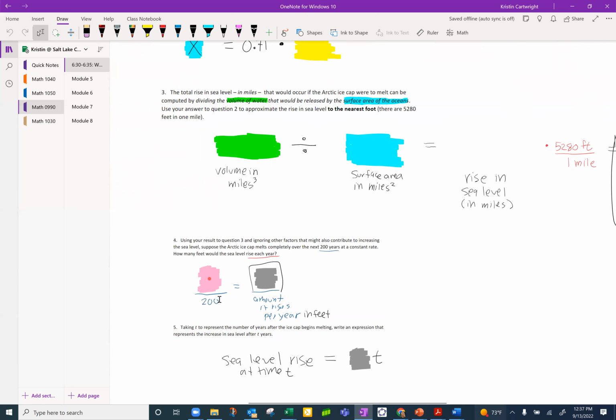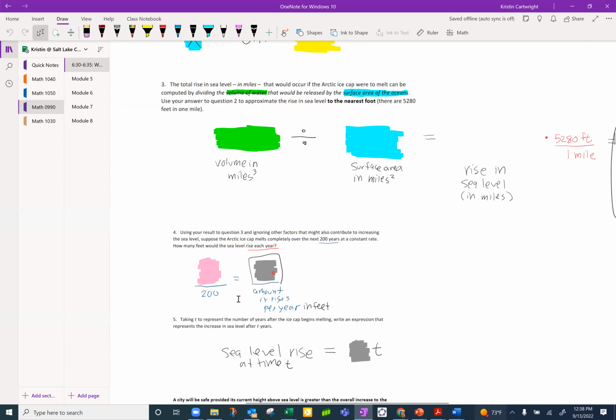When I make that division, I'm going to get this gray box. I'm going to get a number there, and that is the amount it rises per year. And remember, we're in units of feet. So we've figured all this out down to rise of sea level in feet per year.